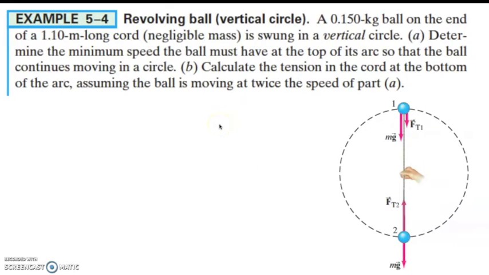Okay, so here's a vertical circle. A 0.150 kilogram ball on the end of a 1.1 meter long cord is swung in a vertical circle. Determine the minimum speed the ball must have at the top of its arc so that the ball continues moving in a circle. Then calculate the tension in the cord at the bottom of the arc, assuming the ball is moving at twice the speed from what you get in part A. So here's the picture, and we'll talk about that. Do it now.